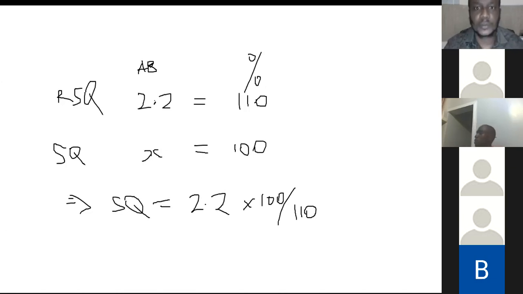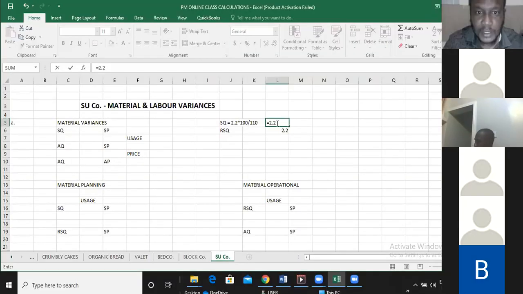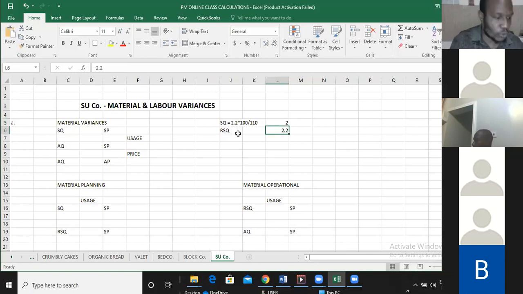Please tell me when it comes up. It's up now? Yes. So it's 2.2 times 100 divided by 110. That gives us our standard quantity. We continue through what the question requires. So we have standard quantity and revised standard quantity.